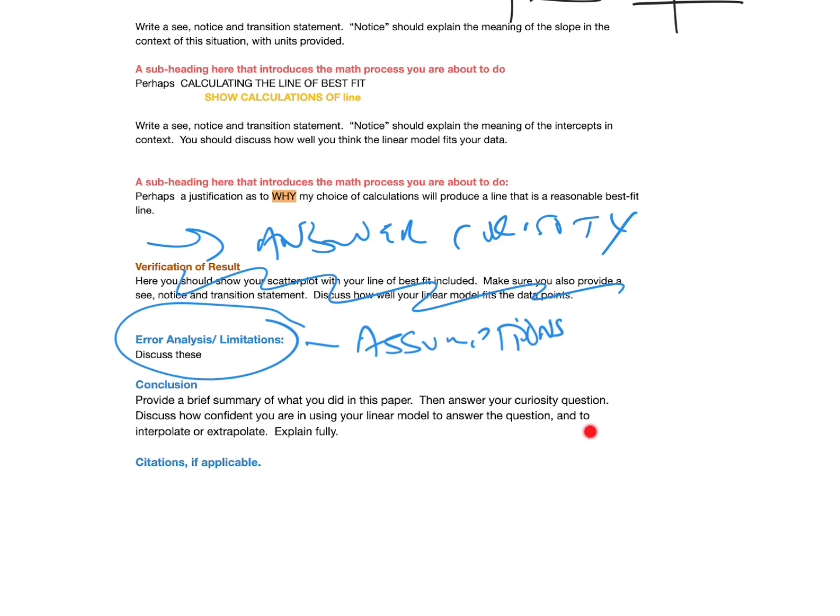And then you do a conclusion at the end where you explicitly say the answer again and aspects about concluding your topic.